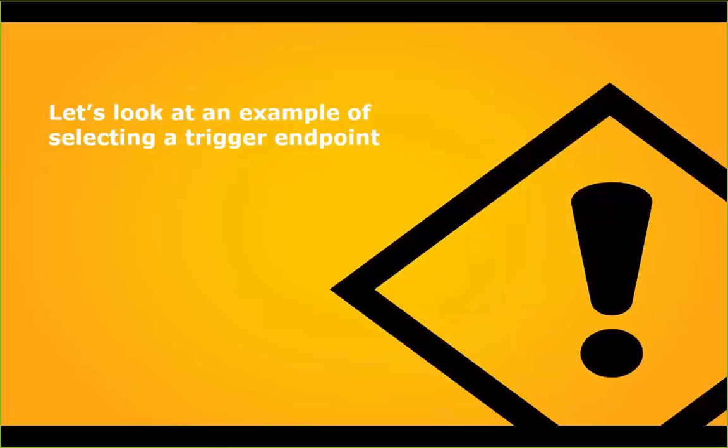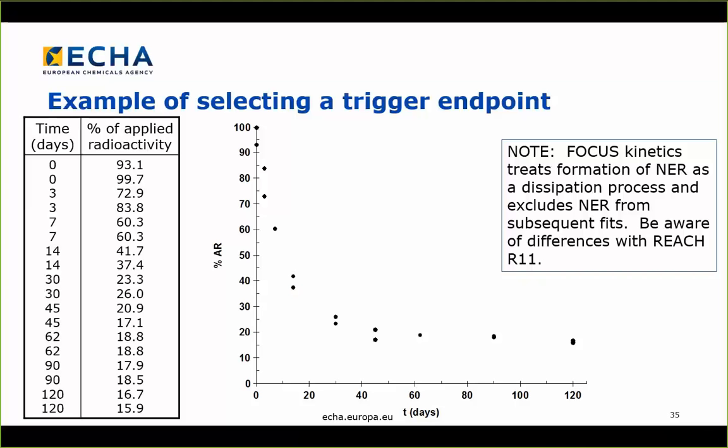Okay, so let's look at an example. Firstly, thinking about how you would select a trigger endpoint from some real data. Here we have just an example of some experimental data. It's 120-day data. We've got replicate time points. It could be a soil degradation study. It could be a water sediment study, for example.